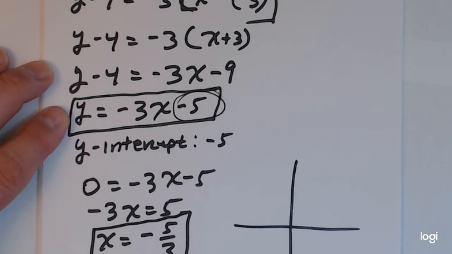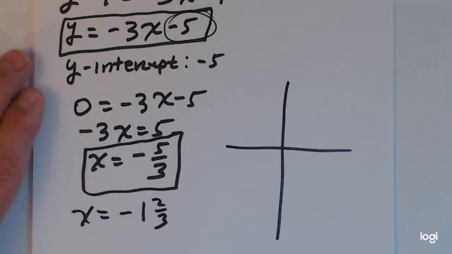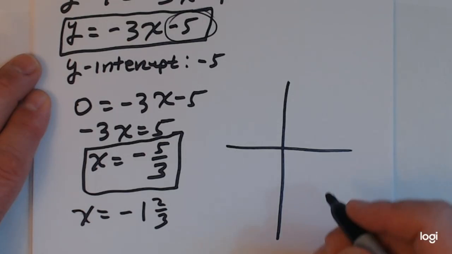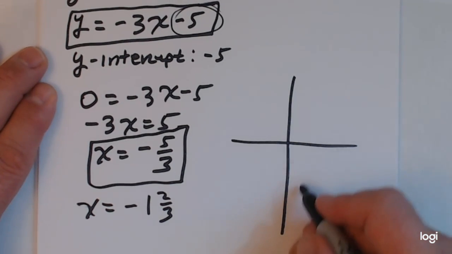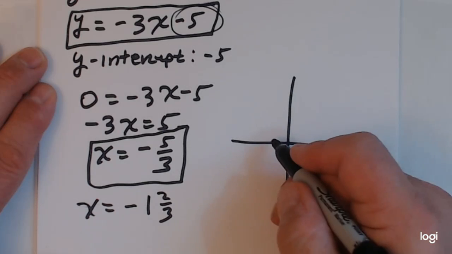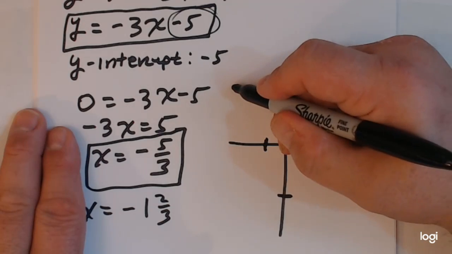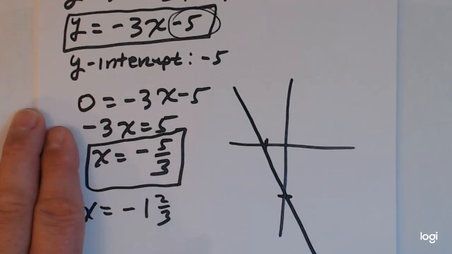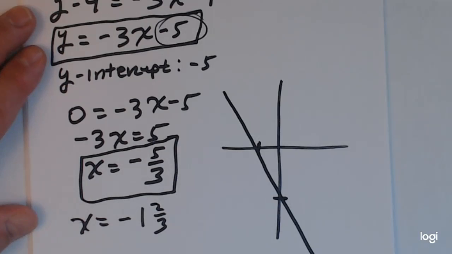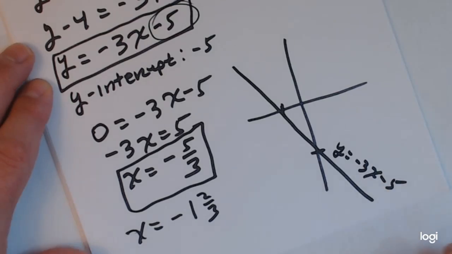Negative 5/3, that's negative 1 2/3. So let's see what gives here. We have the y-intercept equal to negative 5. Let's call that point there. And the x-intercept negative 1 2/3 or negative 5/3. Let's say that's here. So this line is going to look something like so. And we'll label our line y equals negative 3x minus 5.